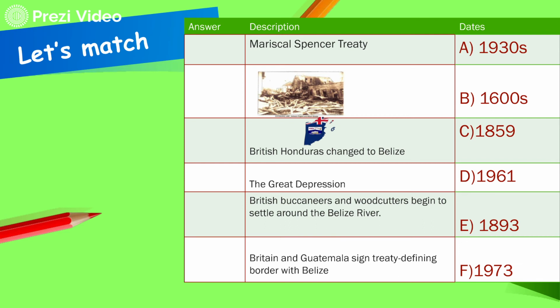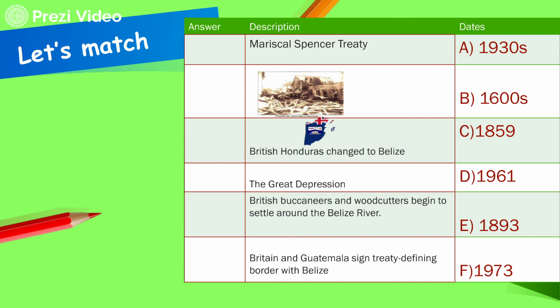British buccaneers and woodcutters begin to settle around the Belize River. This is the early start of the timeline. What year is it? Very good. 1600s. Britain and Guatemala signed treaty defining borders with Belize. In what year? Let me hear you. Good. 1859. Boys and girls, you did an excellent job with this activity.